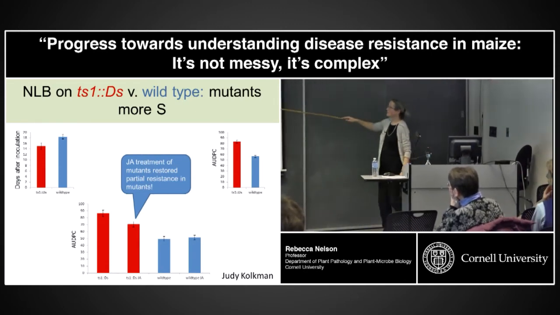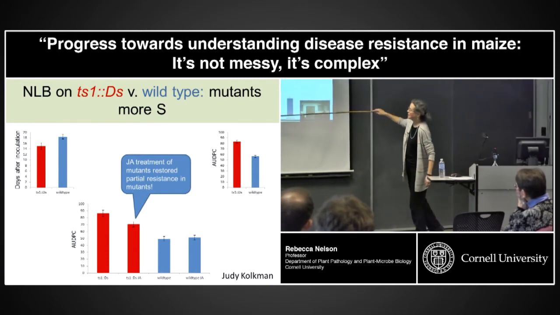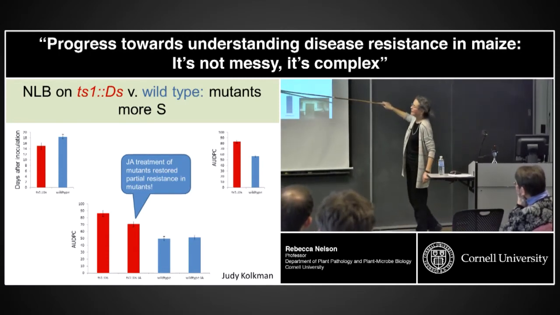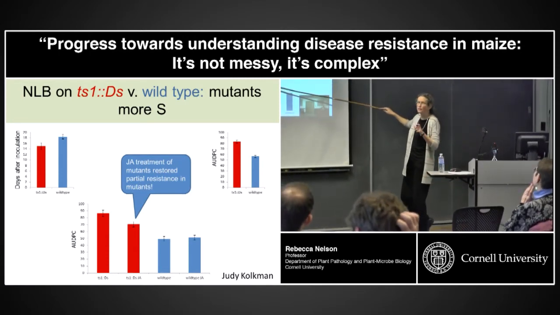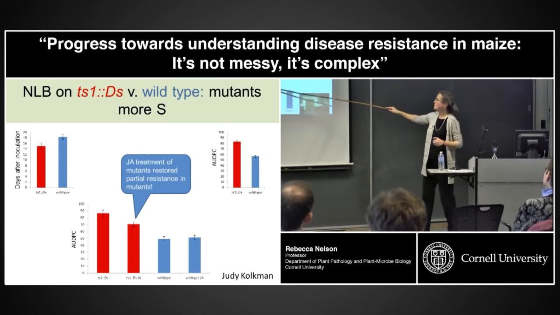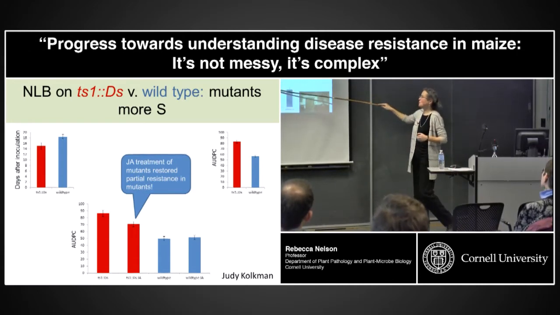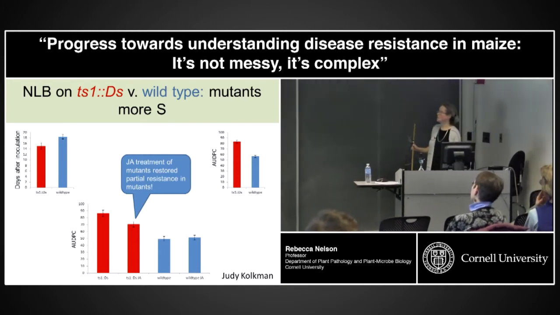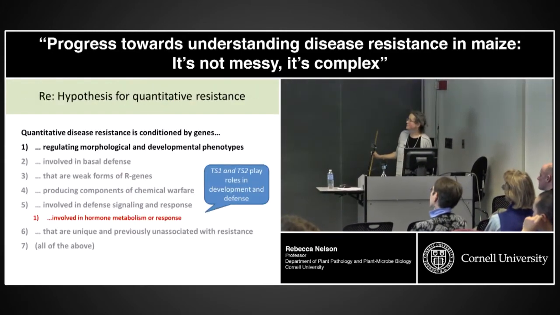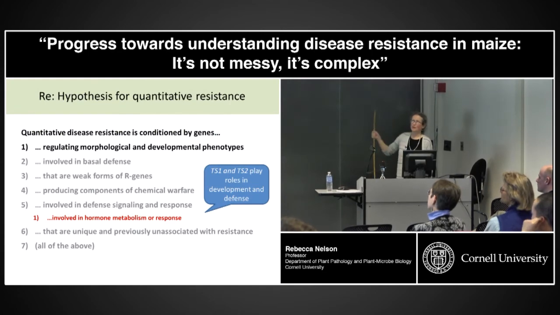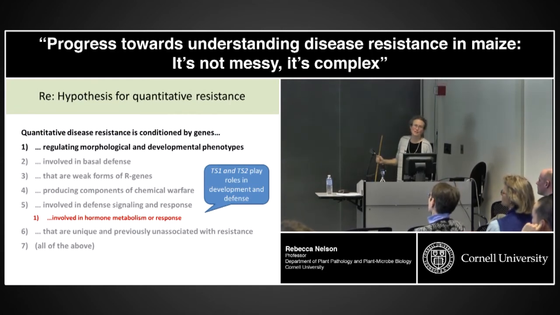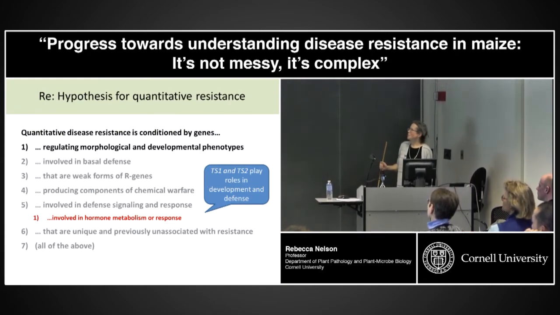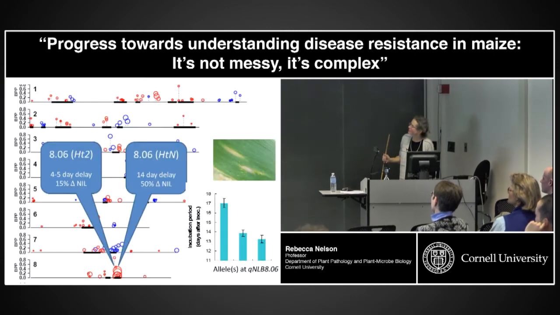the wild type phenotype. So this is the mutants, this is the wild type, and by adding jasmonic acid, not enough to actually cure the tassel seed phenotype, but it did at least reduce the disease susceptibility. So I think she's got a good case going there that this gene has a role to play in defense. So we decided to explicitly add that to our list of hypotheses involved in hormone metabolism response.